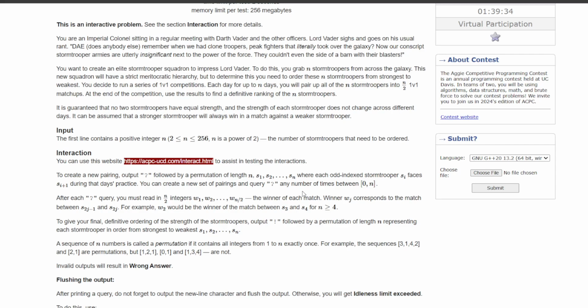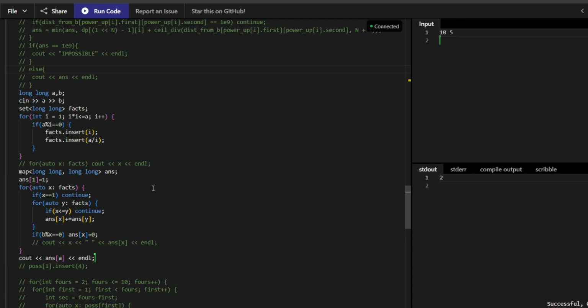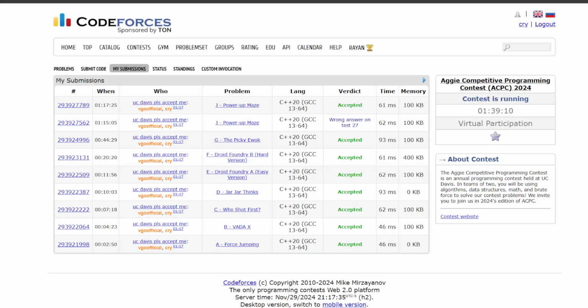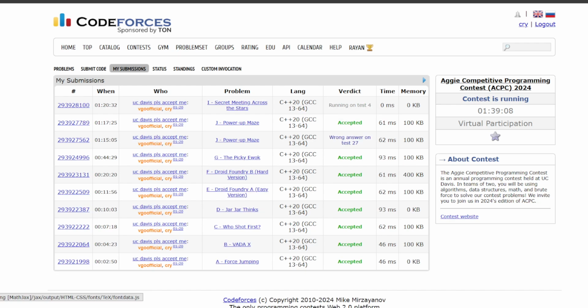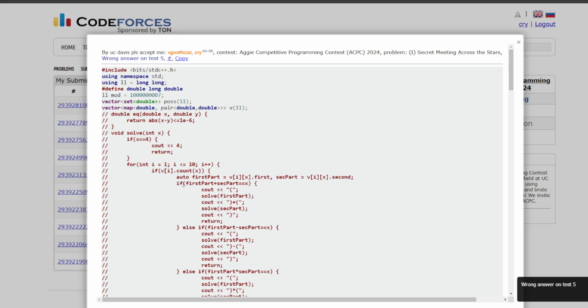Okay, well, this passes samples. Hopefully it doesn't TLE. It's 10 to the 8. 10 to the 8? Wait, what do you mean? Wait, what's the complexity of this then? Yeah, this should be 10 to the 8. Oh god. Plus a log. Surely it's fine. Oh, wrong answer on test 5. Wait, did we misunderstand the question?